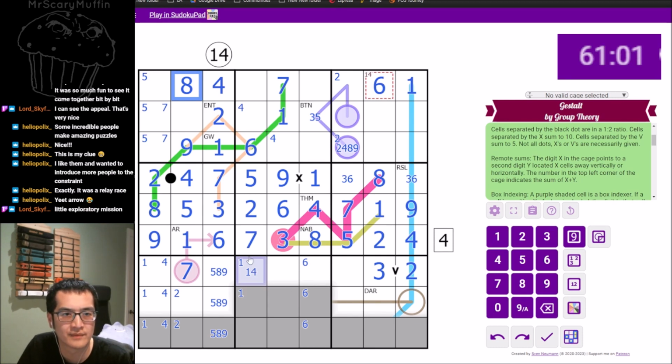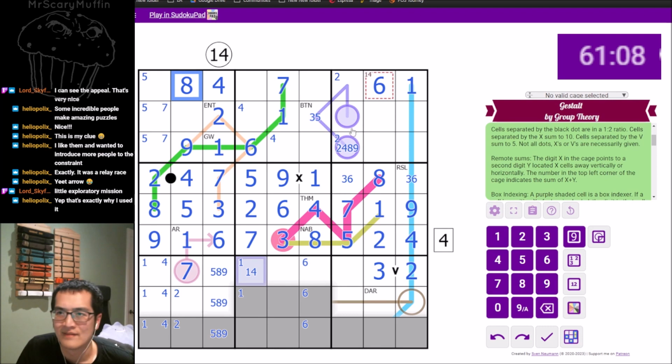Yeah. Okay. Yes, the yeet arrows. Yeah. So I think this is a great type of clue for fog in general.